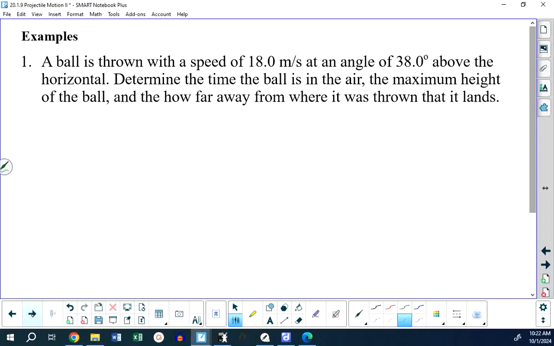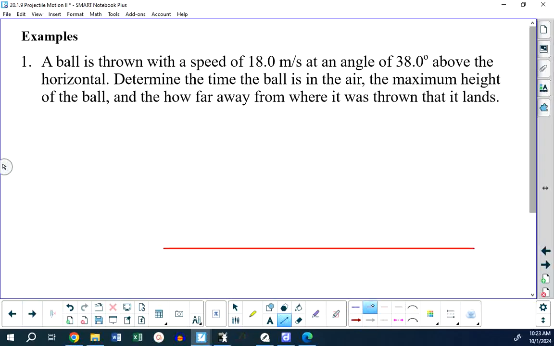A ball is thrown at a particular speed with a particular direction above the horizontal from the ground. It doesn't say this, but it's from the ground. So you have some type of method of launching an object off of the ground at an angle with a particular speed. How long is the ball in the air, and what's the maximum height of the ball, and how far away does it land? This is the classic problem in projectile motion. And then there's a more complicated one.